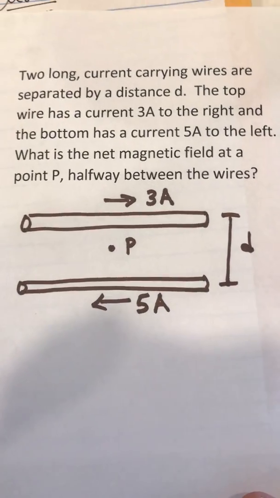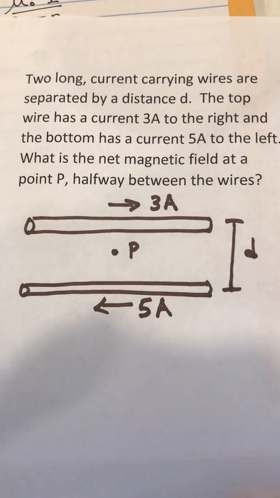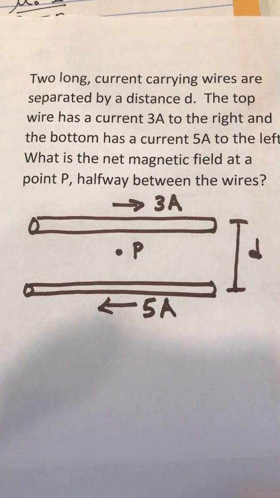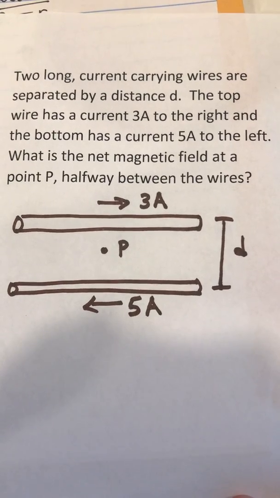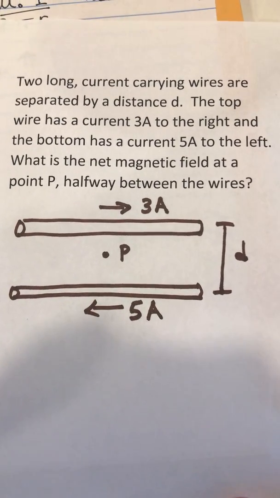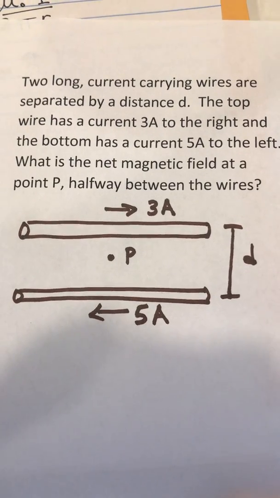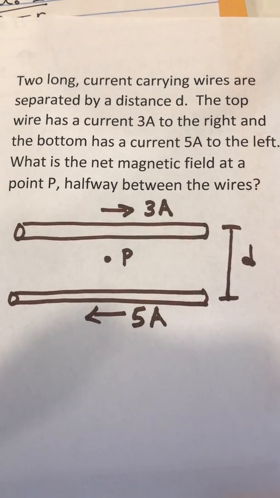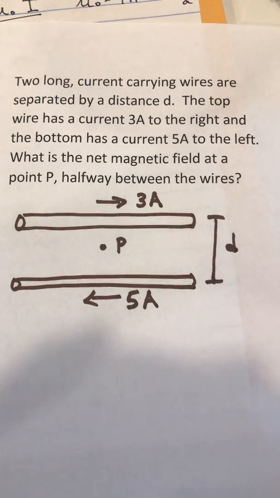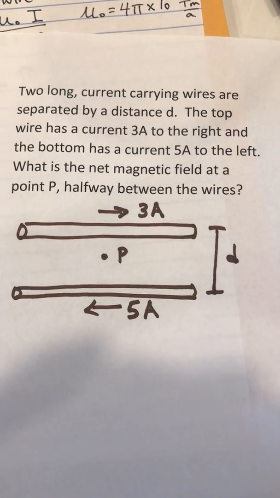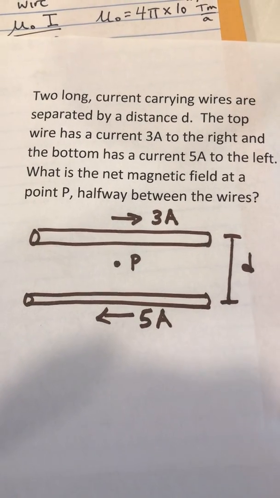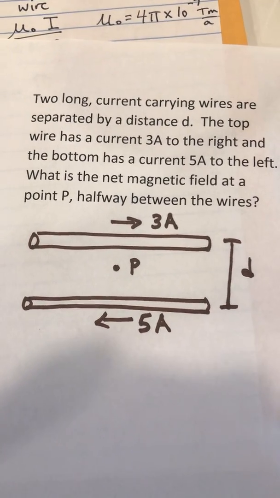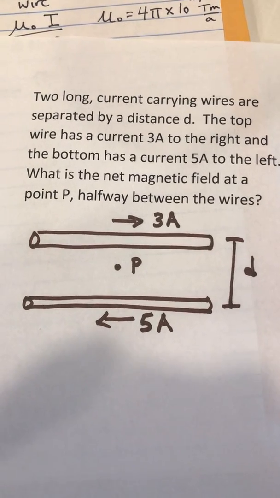Okay, here's a problem I want to give you. 2 long current-carrying wires are separated by a distance d. The top wire has a current of 3 amps to the right, and the bottom has a current of 5 amps to the left. What is the net magnetic field at a point P halfway between the wires? And I want to know the direction of the magnetic field there in the middle. Is it into the page or out of the page? And what the magnetic field is. And you can leave it in terms of mu naught and pi if you want, and d.